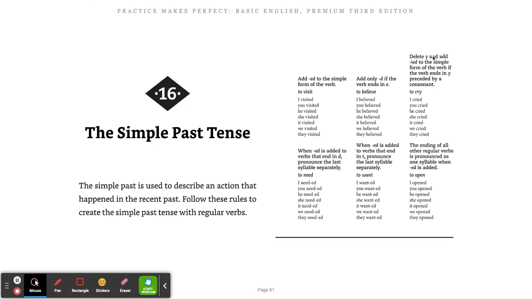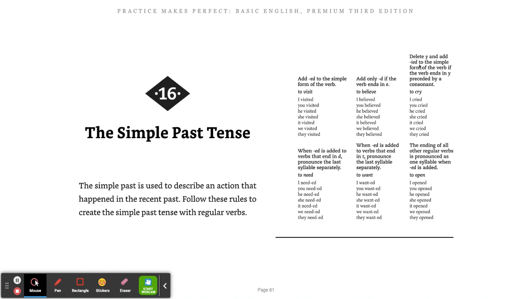Delete y and add ied to the simple form of the verb if the verb ends in y, preceded by a consonant. Remember, a consonant is any letter that is not a vowel. What is a vowel? The vowels are A, E, I, O, and U. The rest of the letters in the alphabet are consonants.